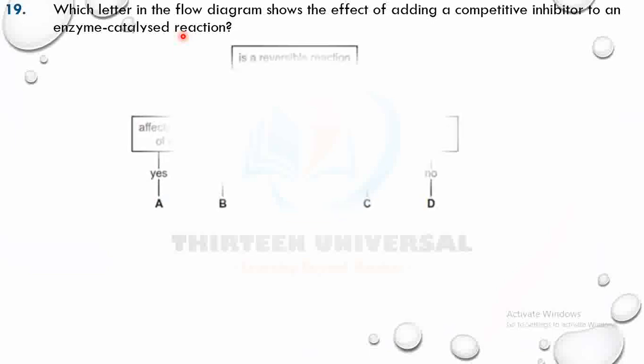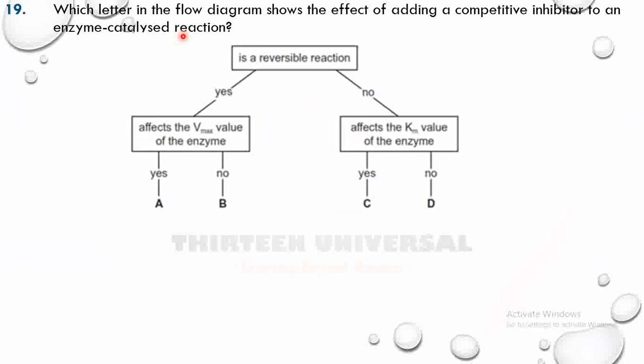Which letter in the flow chart shows the effect of adding a competitive inhibitor to an enzyme-catalyzed reaction? I want you to quickly solve this. Of course, a competitive inhibitor is reversible. Does it affect Vmax? No, it has the same Vmax. We've shown you the graph before. The Vmax is the same with a competitive inhibitor, reached at a higher substrate concentration. So B is the answer.